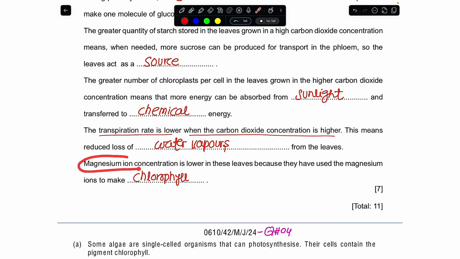Further, they say that magnesium ion concentration is lower in the leaves because they have used the magnesium ions to make what? This is a fact that magnesium ion is related to the making of chlorophyll.